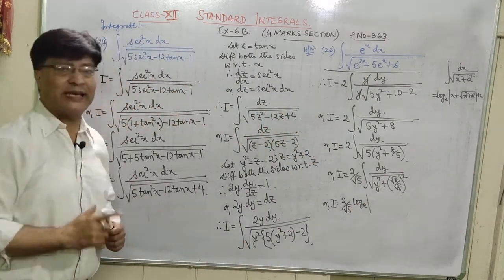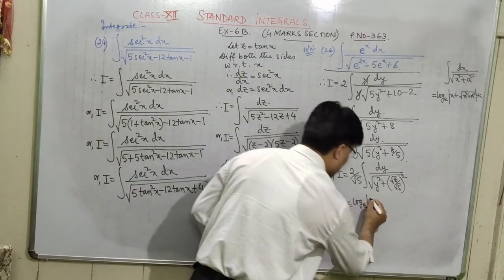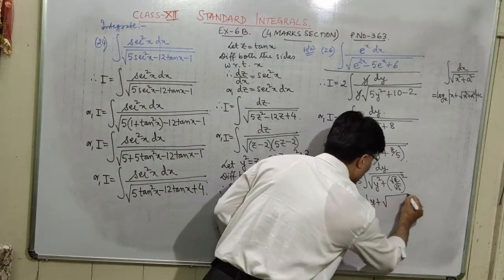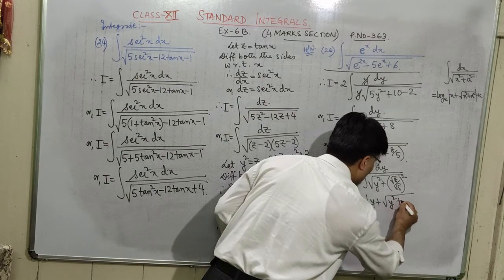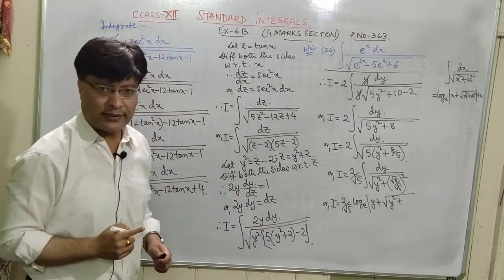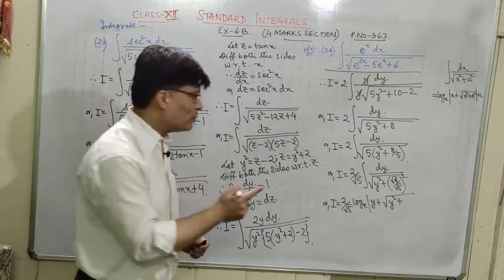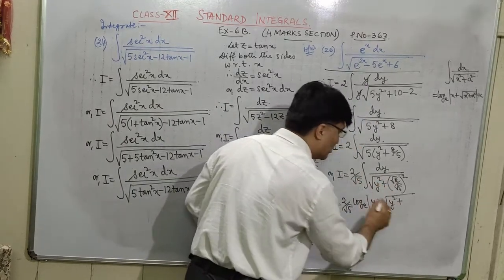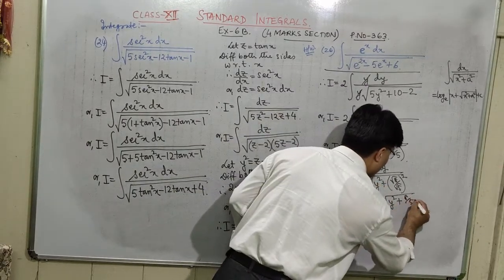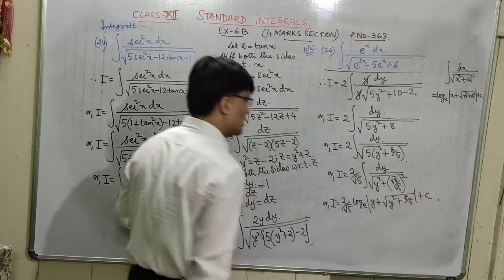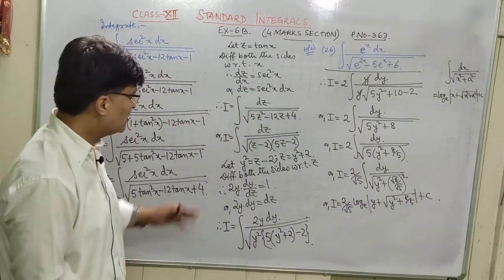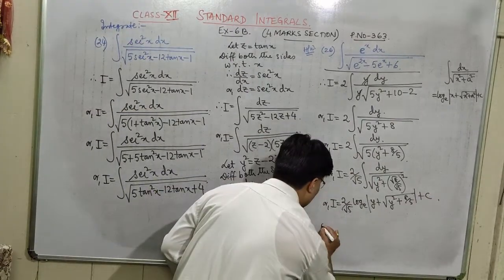Within mod, what is x here? y. So it is y plus root over y square plus a square. That is x square is y square plus what is a whole square? Root 8 by root 5 whole square, that is 8 by 5. Mod sign closed plus c. Is that clear? So let us put the value for y now.